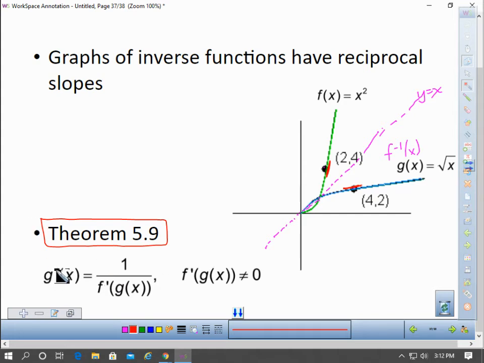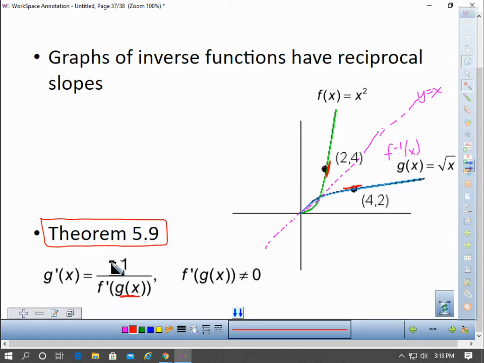It tells us that g prime, which is our inverse, its derivative is the reciprocal of the derivative of the function. So if I find the derivative of x squared and then I take the reciprocal of that answer, that'll give me the slope for the other function, for the inverse. Now, this looks kind of complicated because you wonder, why does it have this g of x here? Well, g of x is the y coordinate on my inverse, which means it's the x coordinate on the function.